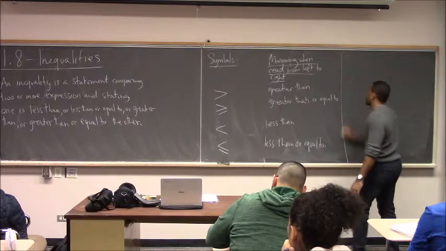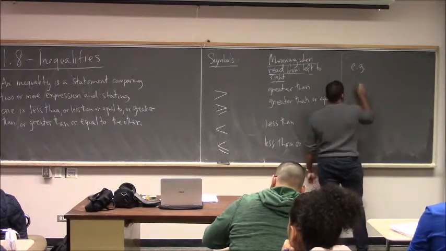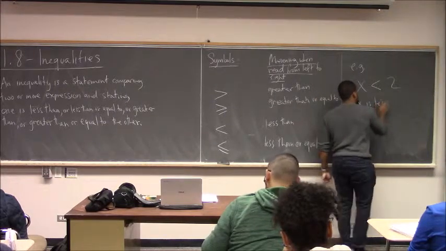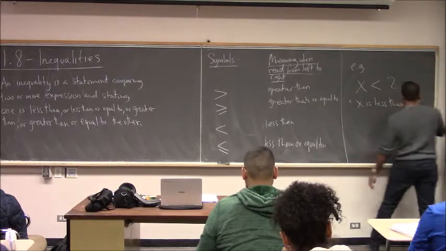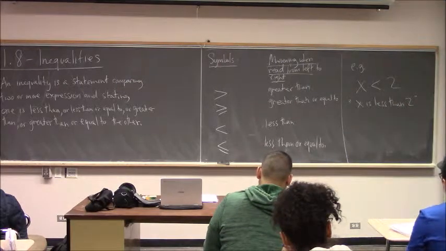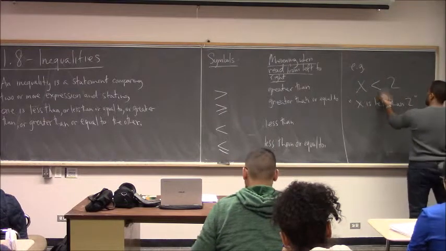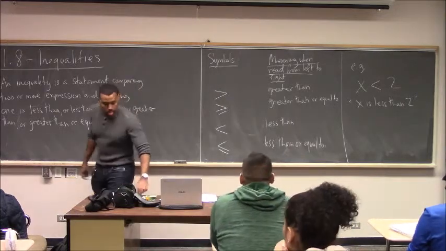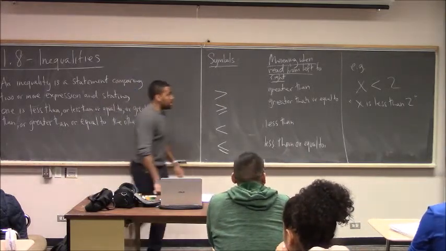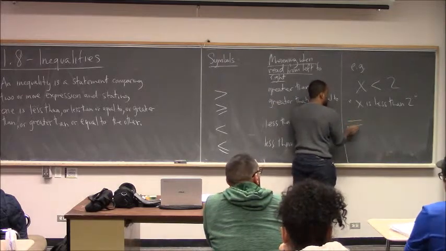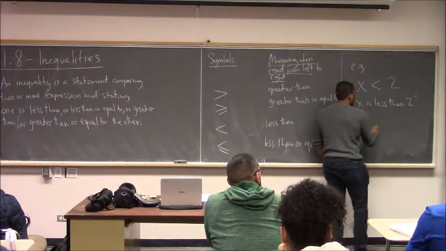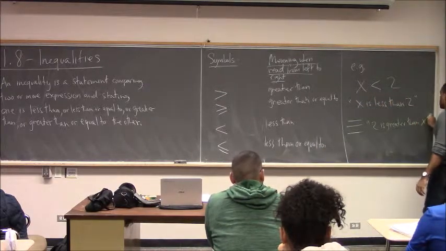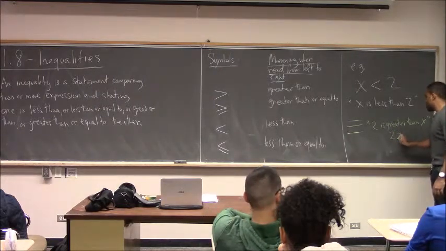Okay, so for example, I can say x is less than 2. If I'm reading from left to right, this symbol would be read less than. Now, everything comes down to a relationship. Saying x is less than 2 is actually equivalent to saying 2 is greater than x. Right? In which case you could write it this way.